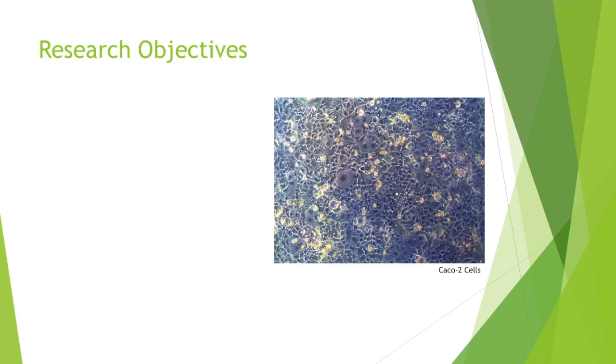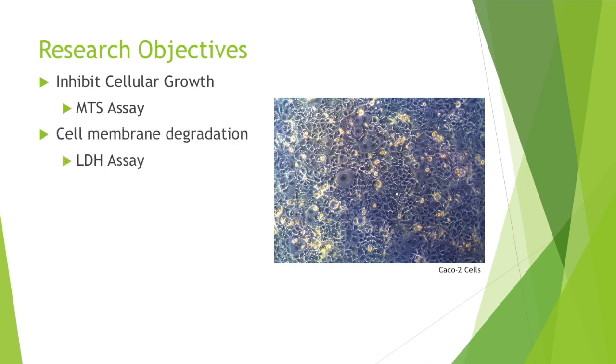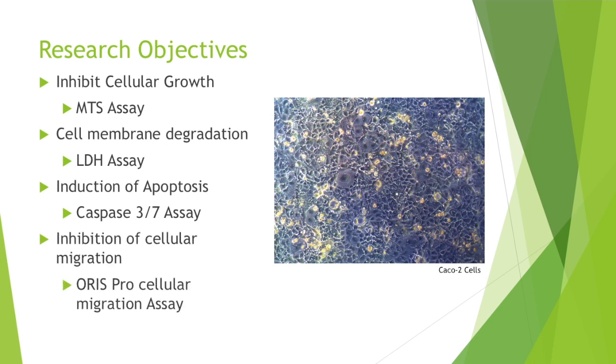So there are a few research objectives in this study. We're going to look at how the peptides affect the inhibition of cellular growth through an MTS assay, the ability of the peptides to degrade cellular membranes through an LDH assay, the induction of apoptosis by the peptides in a caspase 3-7 assay, and the inhibition of cellular migration through an ORAS-Pro migration assay.